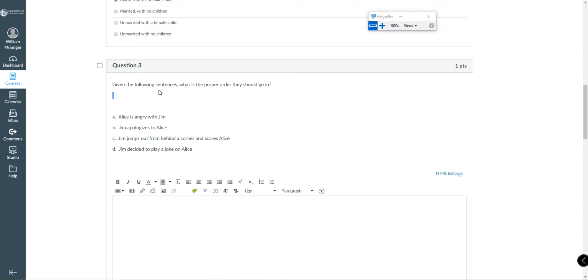Now, given the following sentences, what is the proper order they should be in? Well, we have Alice is angry with Jim. Maybe Alice just hates Jim, I don't know. Jim apologizes to Alice. Okay. Jim jumps out from behind the wall, or behind a corner, and scares Alice. And then Jim decides to play a joke on Alice. So this is basically just what you think the proper order of this is. Obviously Jim decides to play a joke on Alice, and that joke is to jump out from behind the wall. She gets mad about that, and then he has to apologize at the end. But I'm sure it was hilarious either way.